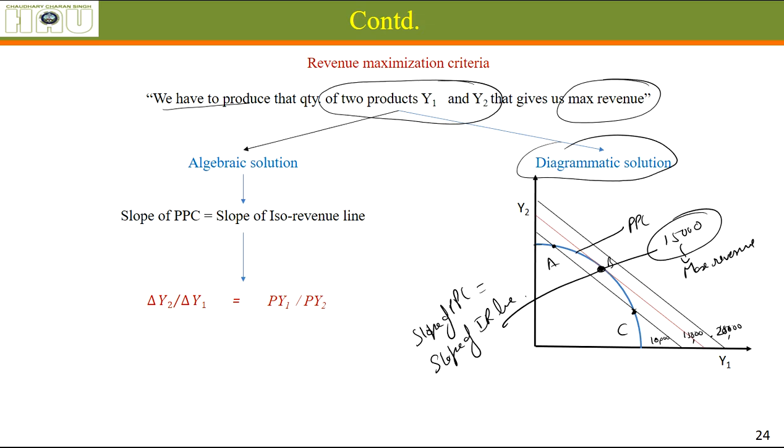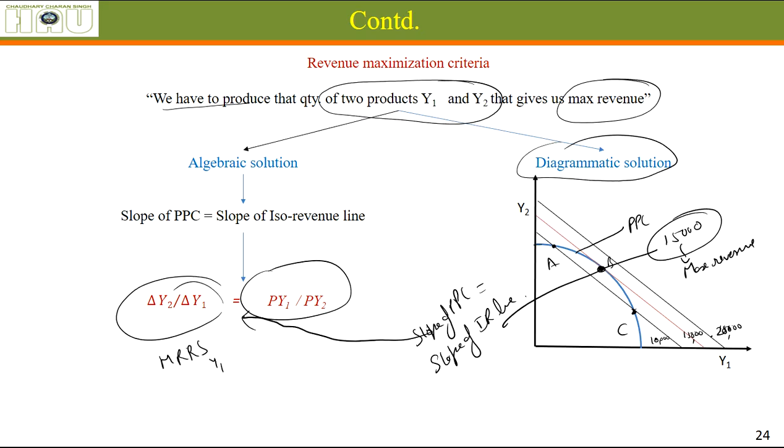And when is this going to be equal? It is going to be equal mathematically. It means MRPS between Y1 and Y2 should be equal to the price ratio of outputs. MRPS of Y1 Y2, meaning delta Y2 by delta Y1, should be equal to PY1 by PY2. Alright, so this is all about the second law.